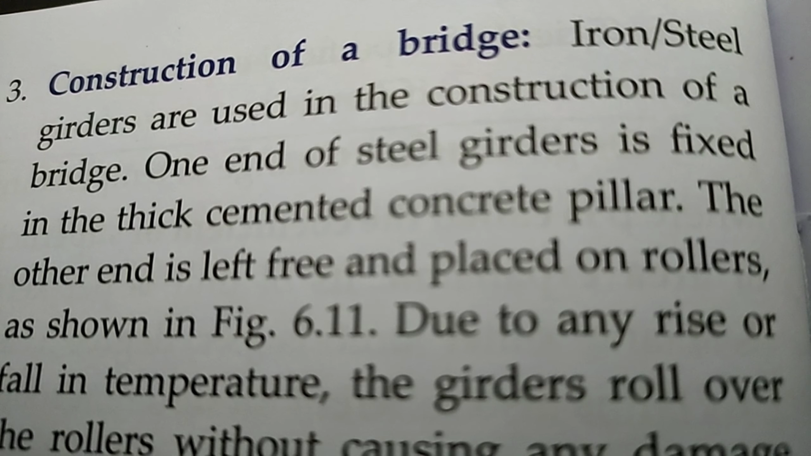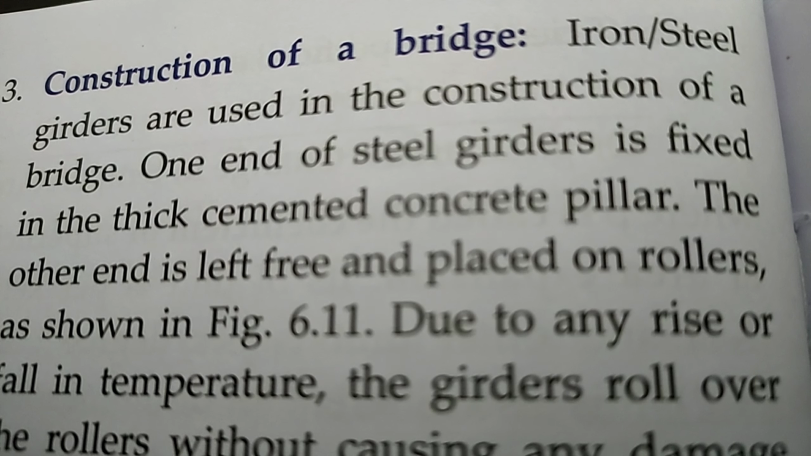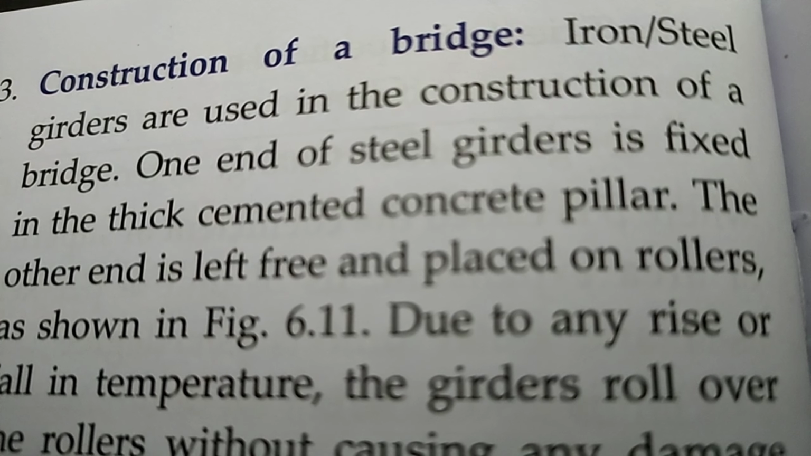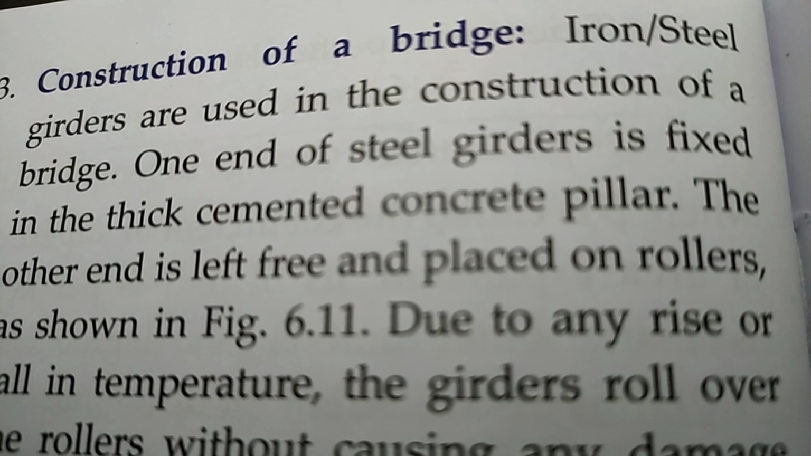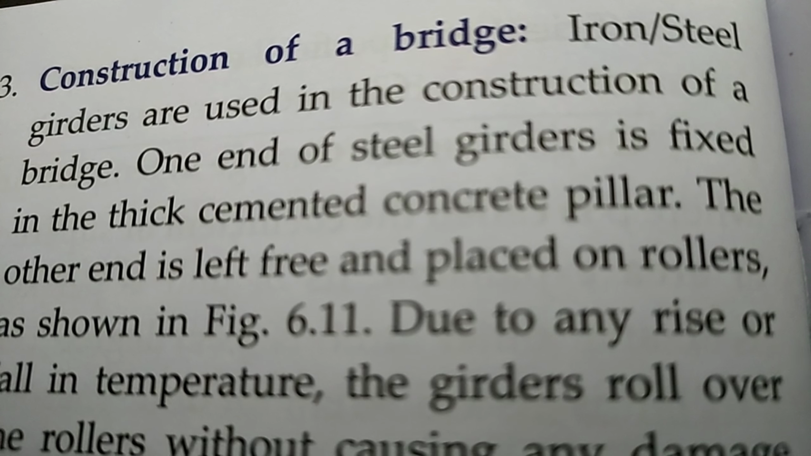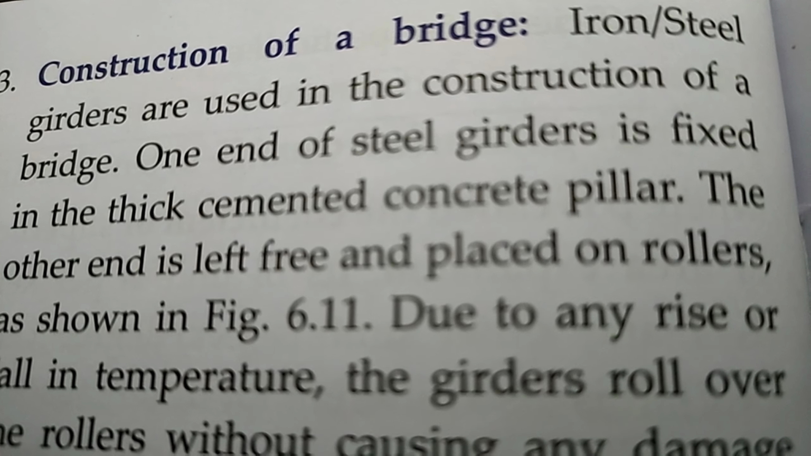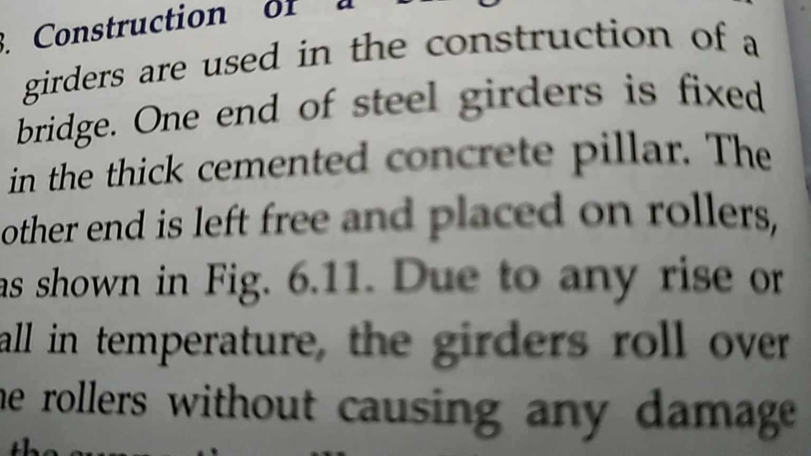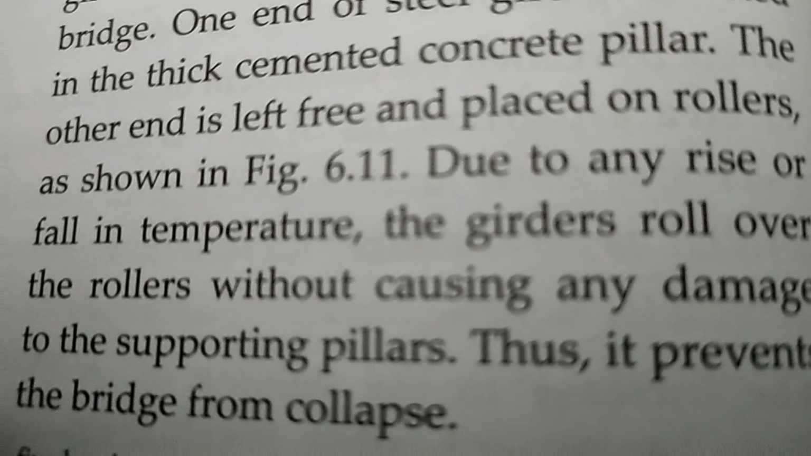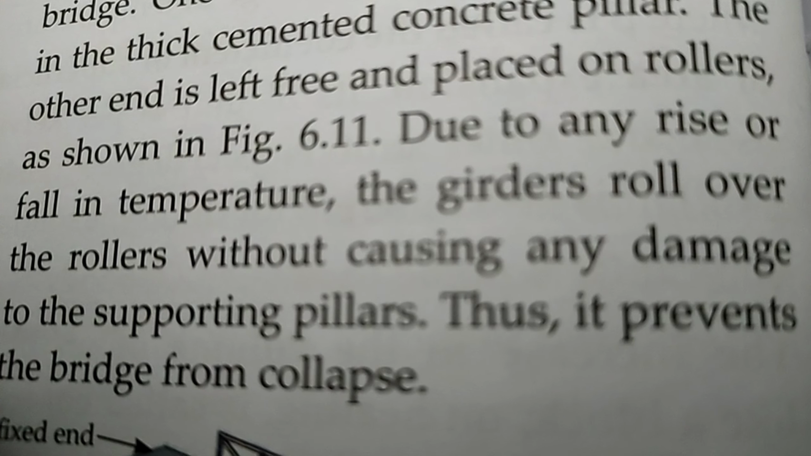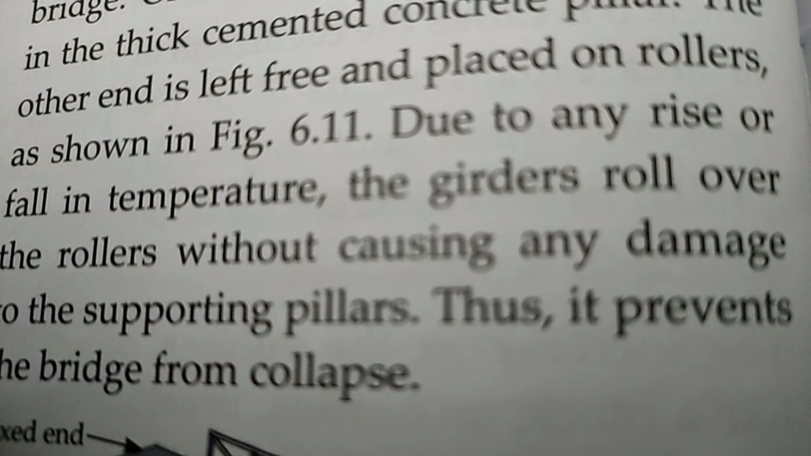Now, construction of a bridge. As we know, a bridge is made up of iron or steel girders. One end of these steel girders is fixed in a thick cemented concrete pillar and the other end is free to move. It is placed on rollers. So due to any rise or fall in temperature, the girders roll over the rollers without causing any damage to the supporting pillars. Thus it prevents the bridge from collapse.